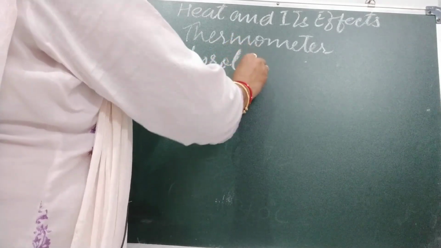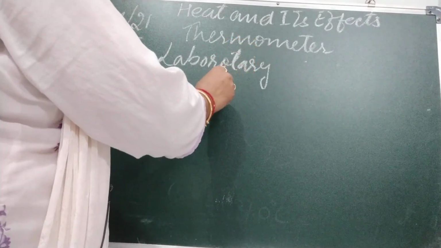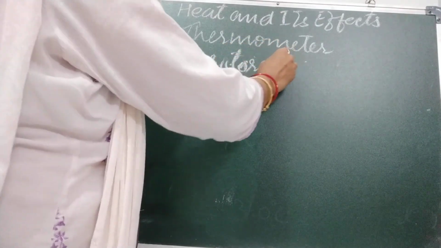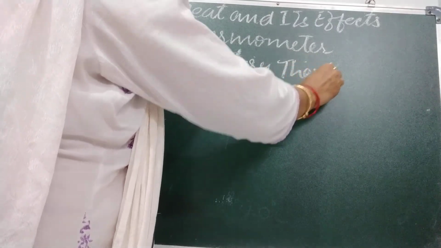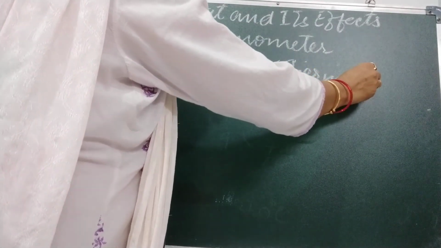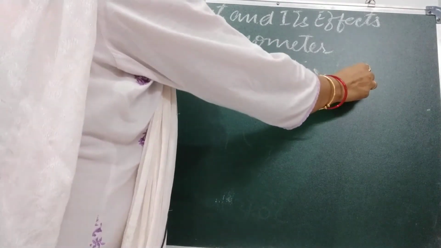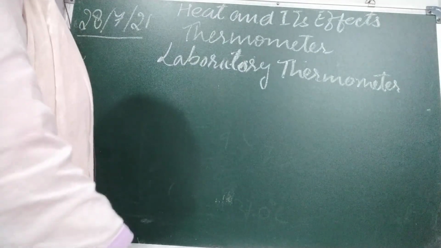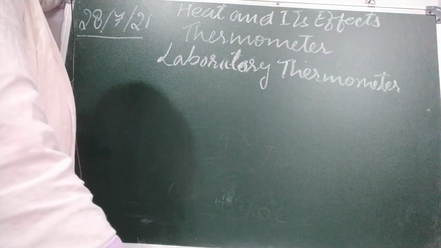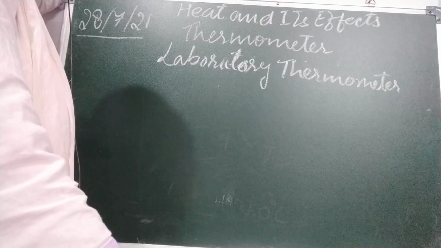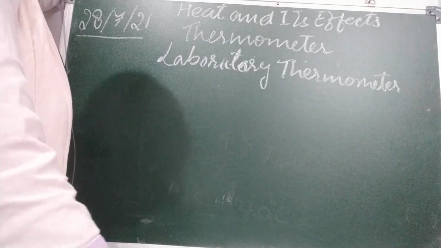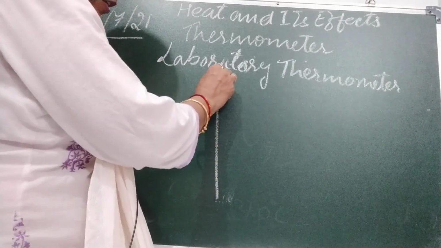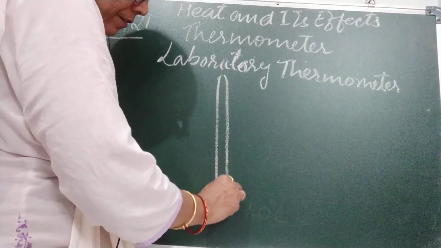Laboratory, children, you all know. Labs where we do our work, experiments and all. Okay. Laboratory thermometer. The thermometer available in the laboratory consists of a long, thin, uniform glass tube. So whenever you visit, you can see it is a long thermometer, a long, thin tube of glass.